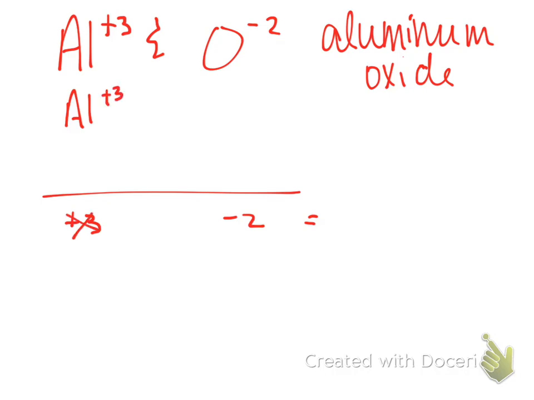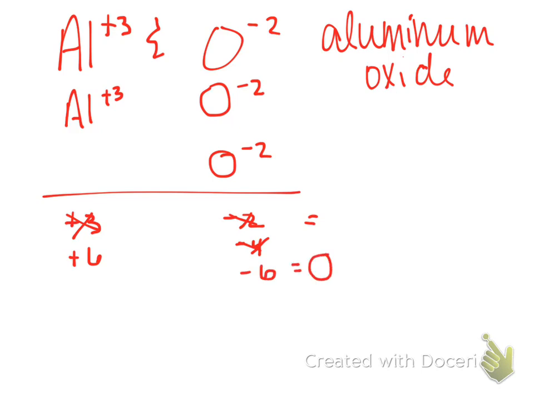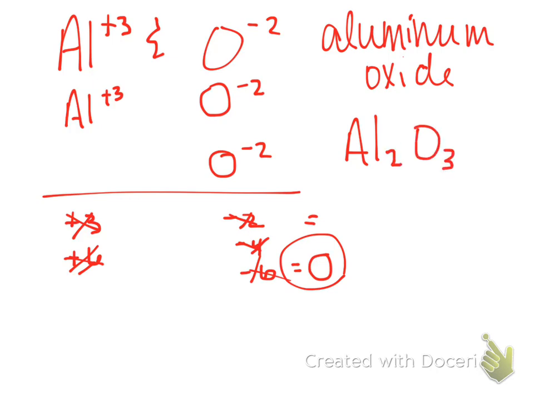What's that make my charge? +6 for my positives and -2. So now what can I do? If I add another oxygen, now I'm at -4. So now I need another oxygen, which gives me -6. And that gives me an overall neutral charge. Does that make sense how you build that up? You're essentially finding the least common multiple between those charges. Between a 3 and a 2, 6 was our least. We don't even care about the 6. We just care that it gets us to a neutral charge. So that means we're looking at Al2O3. We needed 2 aluminums and 3 oxygens in order to balance out those charges.